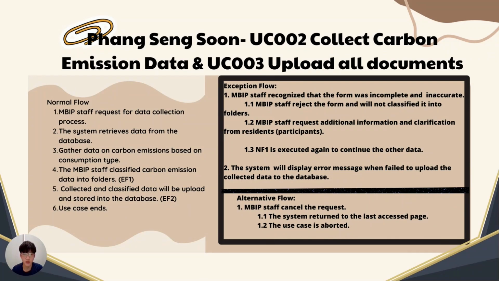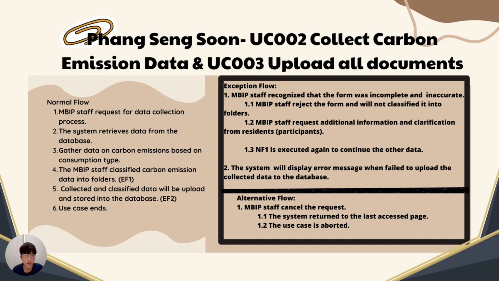Okay, now I'm going to continue my presentation by giving you a description of normal flow, exception flow, and alternative flow of use case UC002 collect carbon emission data and use case 003 upload all the documents. For the normal flow, the process starts with the MPIP staff requesting the data collection process. Then the system will retrieve the data from the database. The data might include the bills and the forms submitted by the participants.